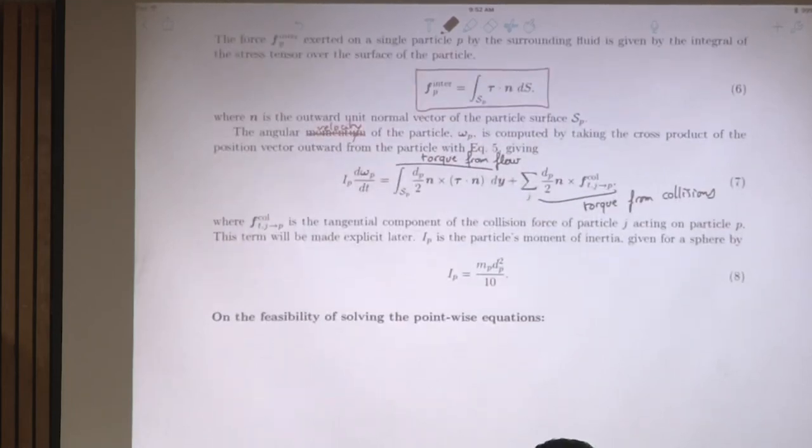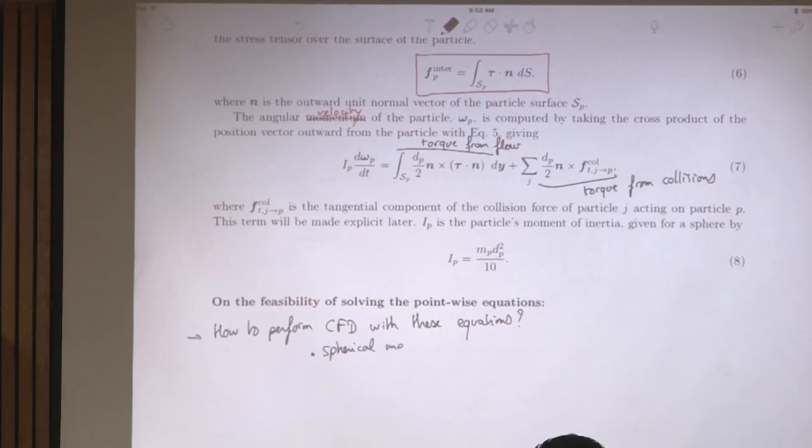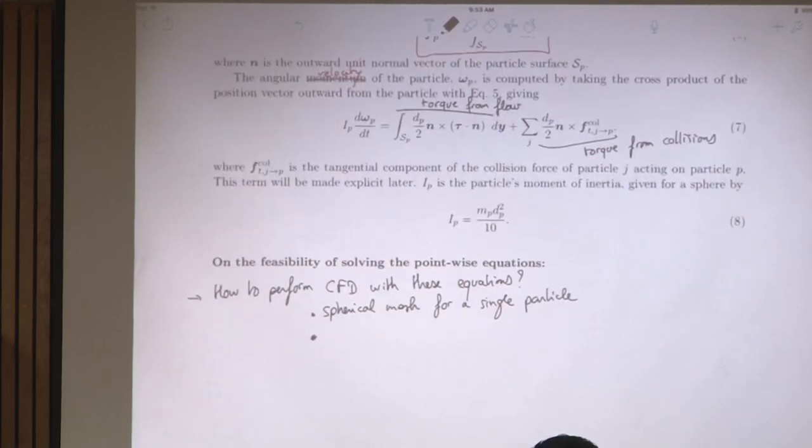Okay, so fine, what we've described so far is a set of pointwise equations that require, if you want to perform CFD of this problem, well, if you have a single particle, you would want a spherical mesh. And then it's pretty cheap. You can do this. You can have a nice body fitted mesh around an individual particle.